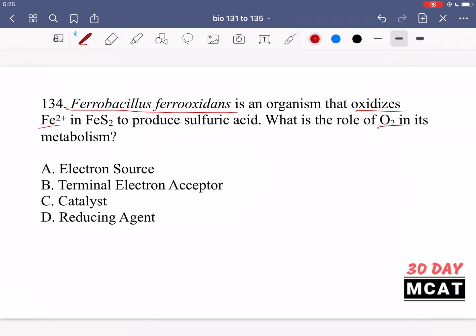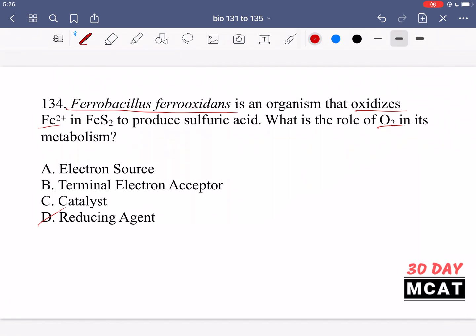If you're oxidizing something, you can use oxygen to do it. So that means that iron is being oxidized. You must have something that's doing that, and that thing that's oxidizing iron is an oxidizing agent. So oxygen's role is that it's an oxidizing agent. Therefore, we can remove option D, which is saying reducing agent. It doesn't make sense that oxygen would be a reducing agent, because we're told that this bacteria oxidizes things. So it doesn't make sense to use a reducing agent.